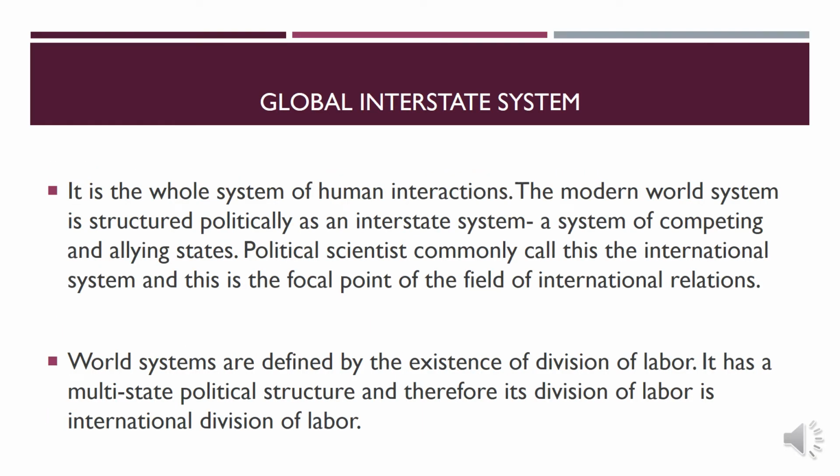All right, so let's have the global interstate system. It is the whole system of human interactions. The modern world system is structured politically as an interstate system, a system of competing and allying states. Political scientists commonly call this the international system, and this is the focal point of the field of international relations. This explains the effort of different countries and governments all over the world to have cooperation and collaboration. Examples are the IMF and the WB, or World Bank. World systems are defined by the existence of a division of labor. It has a multi-state political structure, and therefore its division of labor is an international division of labor.